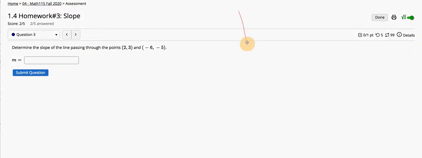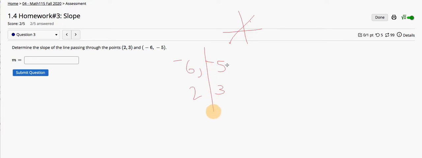Let's do some predicting here. If we're going to go from 2, 3, and negative 6, negative 5, once again, we're going to have a positive slope. So that's a good predictor. And it's good to predict things sometimes because you can sort of figure out where you should be. And if it doesn't happen in the way you predicted, then maybe you did something wrong. That's why I'd like to recommend that.